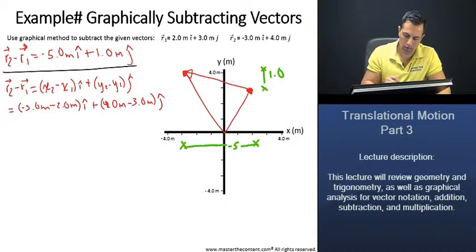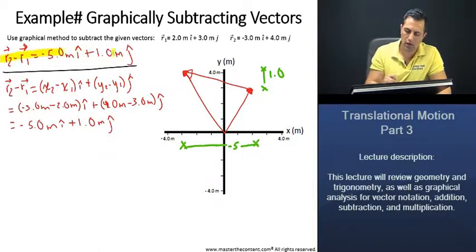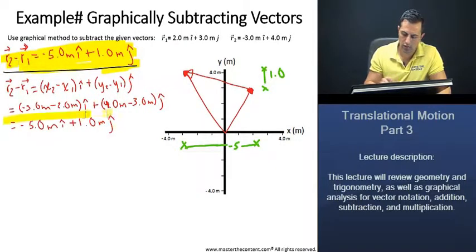And there we are. Once we go ahead and equate that, we see that we end up with negative 5 meters, and 1 meter here in the y direction. Thus, we see that our two expressions here are analogous. Wonderful.